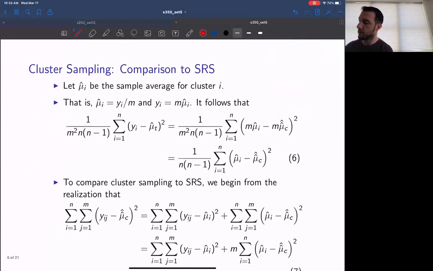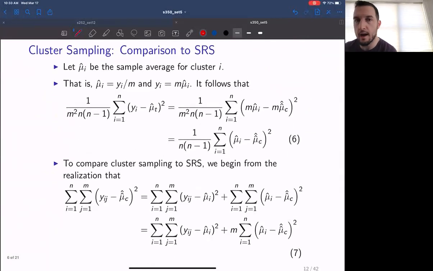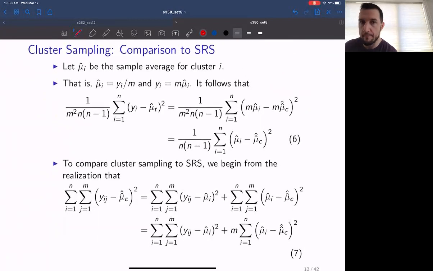All right, so let mu hat i be the sample average for cluster i. Okay. So mu hat i is equal to yi over m. So m is the size of each cluster. Yi again is the value of the response for the cluster. So the average for that cluster is going to be yi over m. This means that the yi is equal to m times mu hat i. Okay. From this, we can make the following declarations.